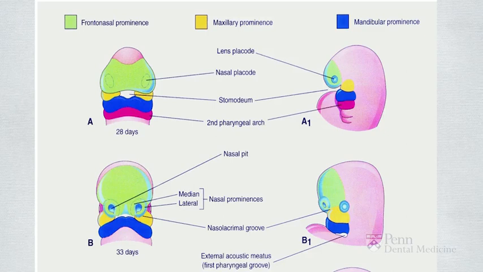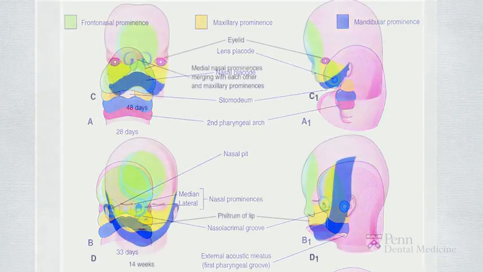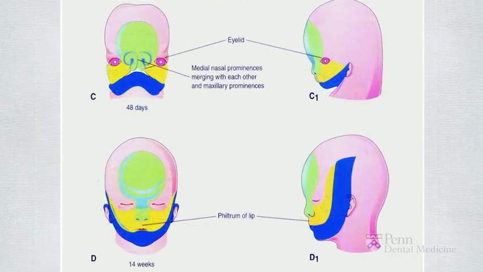We can see that at 28 days, there's actually a space in between the yellow, the green, and the blue. This space will need to be filled in so that there is not a space within the upper jaw. At 48 days, approximately 7 weeks, we can see that the green portion has started to grow down, the nose is developing a little bit more, and growing downwards to meet the maxilla, or the upper jaw. The yellow portion, the upper jaw, is growing towards the center to fuse with itself on either side. We can also see that the eyes have started to develop.